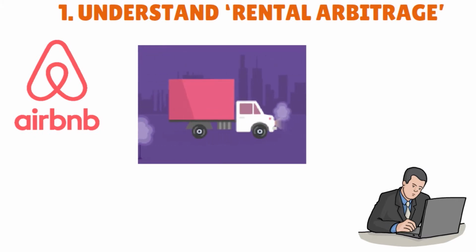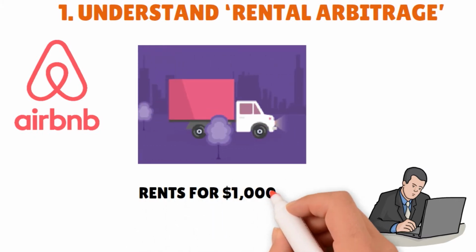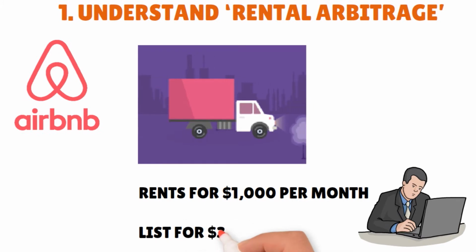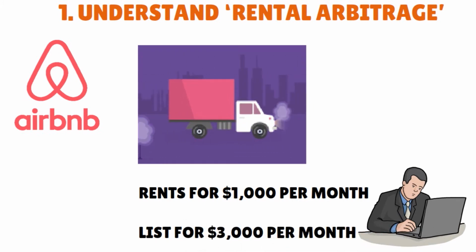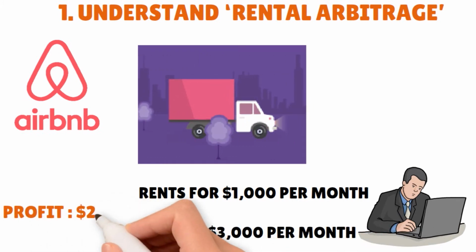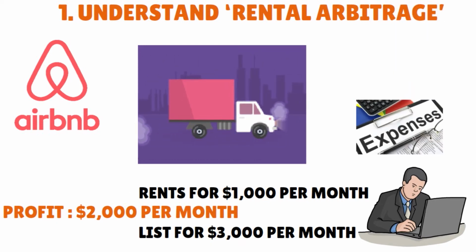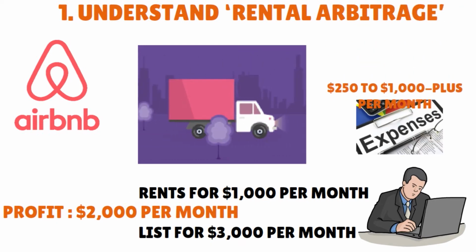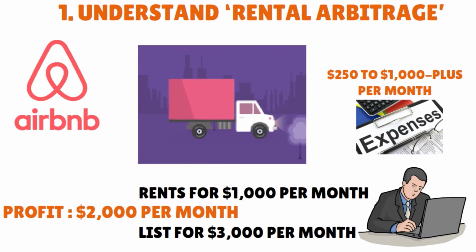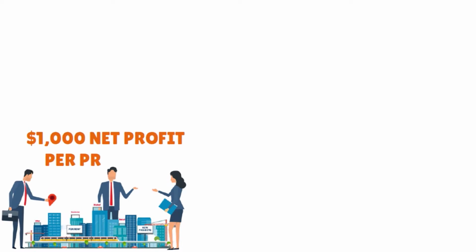For example, let's say you rent a condo for $1,000 per month and you list it on Airbnb for $3,000 per month. Before expenses, you collect $2,000 per month in profit, right? Now, keep in mind that expenses can range from $250 to $1,000 plus per month, depending on your strategy. Most rental arbitrage investors aim to make around $1,000 net profit per property, although you can make much more. It really depends on your strategy.